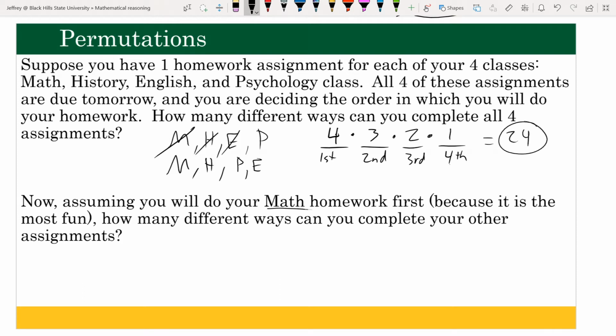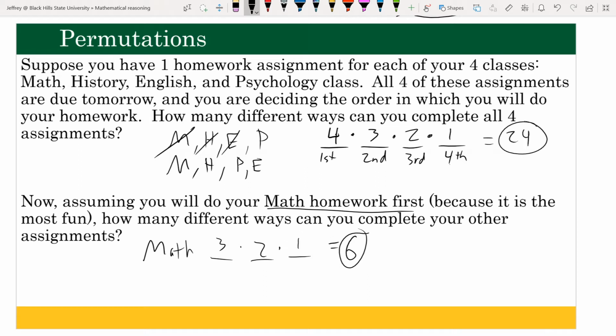So now we're going to change things a little bit. Let's say that you do math first. How many different ways can you do the remainder of those assignments? Well, similar to the last case, we have 3 choices for the next assignment that we do, then 2 for the one after that, and then finally we have one last choice, which gives us only 6 possible ways of rearranging the remainder 3 assignments.